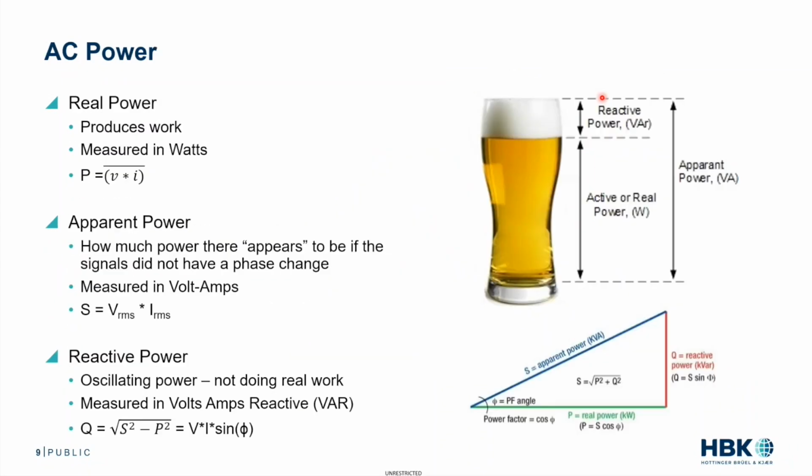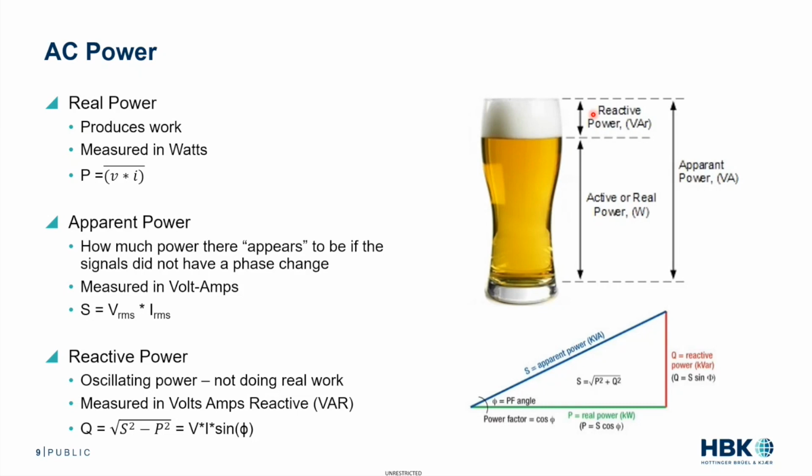So I think we've gotten out of the basics. Oh, sorry, we haven't gotten out of the basics yet. So again, just as a quick review, real power is what's doing work. It's measured in watts, voltage times current, the average over time. Apparent power, this is the RMS values multiplied by each other. It's agnostic of phase angle, so it's how much power there appears to be. And then there's reactive power, which is that oscillatory power that's not doing real work. And again, for anybody out there, you can think of it like a beer. Apparent power is the volume of the glass. Active power is the beer. Reactive power is the foam on top. So it's there. It's just not doing anything.